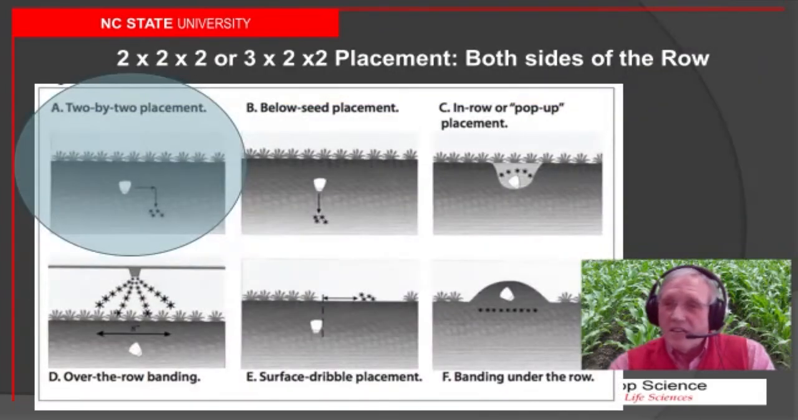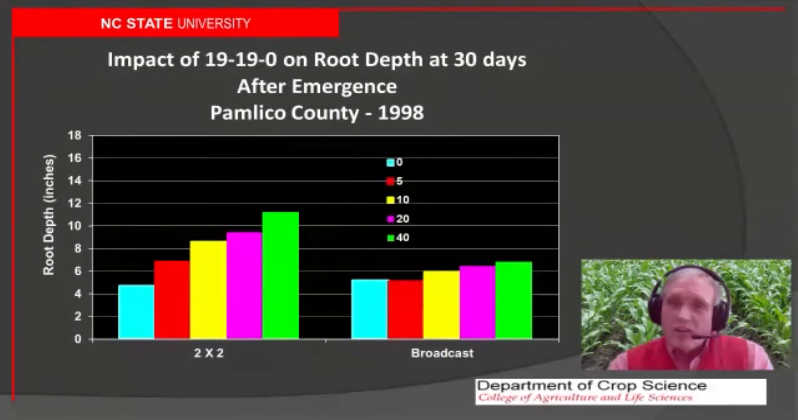So let's take a look. There are several approaches that we can use here. We can use 2x2. We can put it below the seed in the furrow, basically an in-row or pop-up placement right around the seed. We could band it over the row. I haven't done that. Surface dribble placement, I've done that, and banding under the row. Again, different ways of trying to place this starter fertilizer.